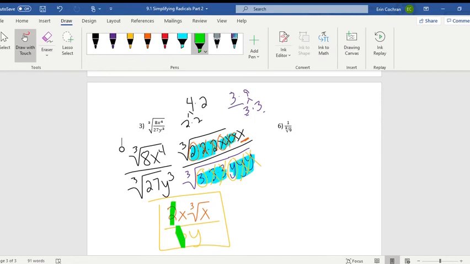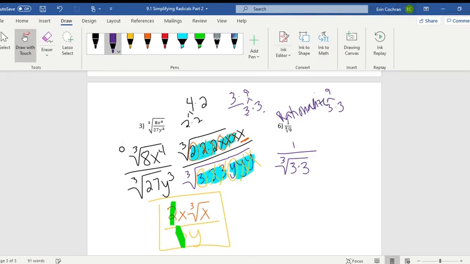And then number 6, we have 1 over the cube root of 9. So we're going to check 9 here in the denominator. The cube root of 9 breaks down to 3 and 3. So we have 1 over the cube root of 3 times 3. Since this is the cube root, we need triples. Do we have a triple 3? No. So we need to rationalize this one.